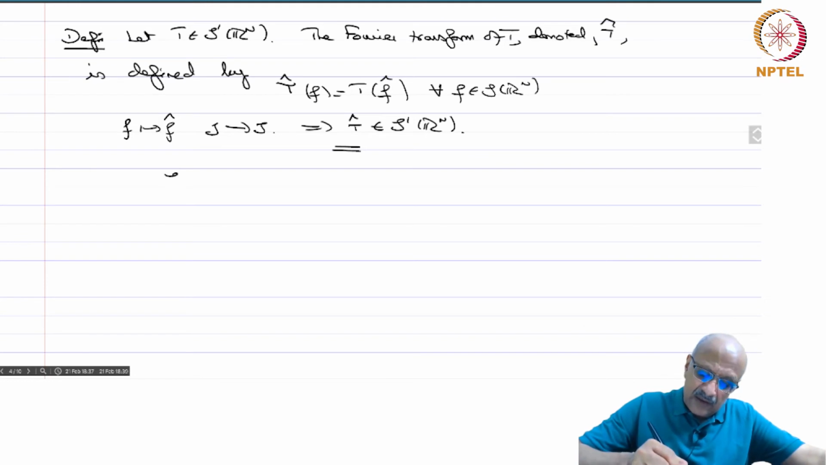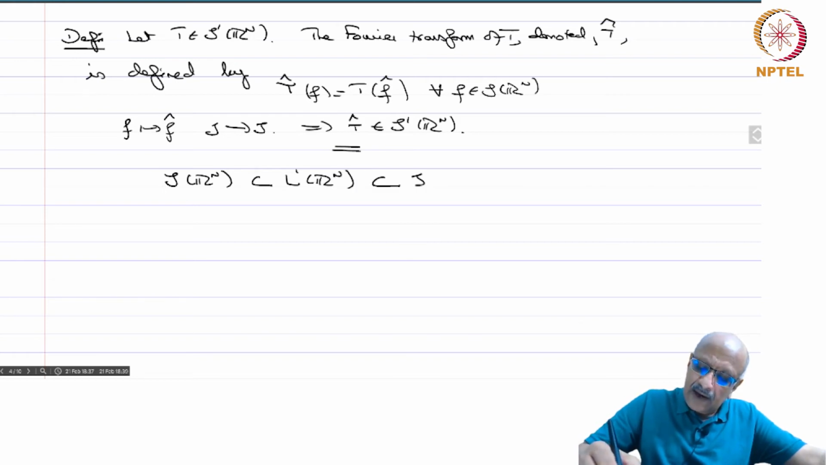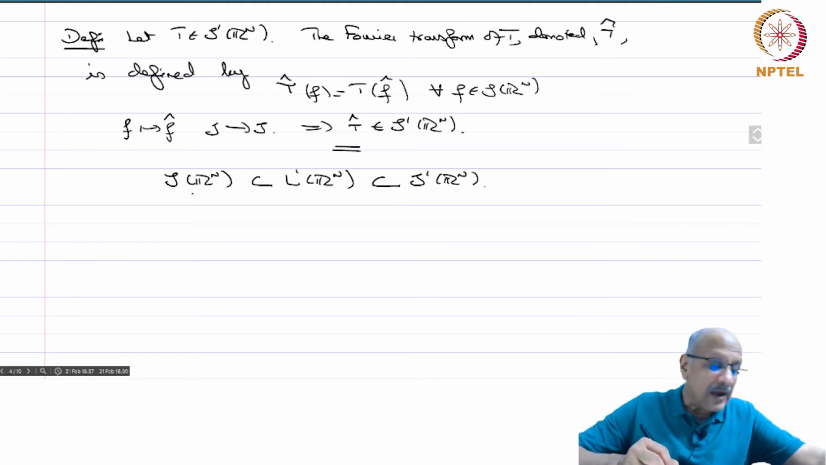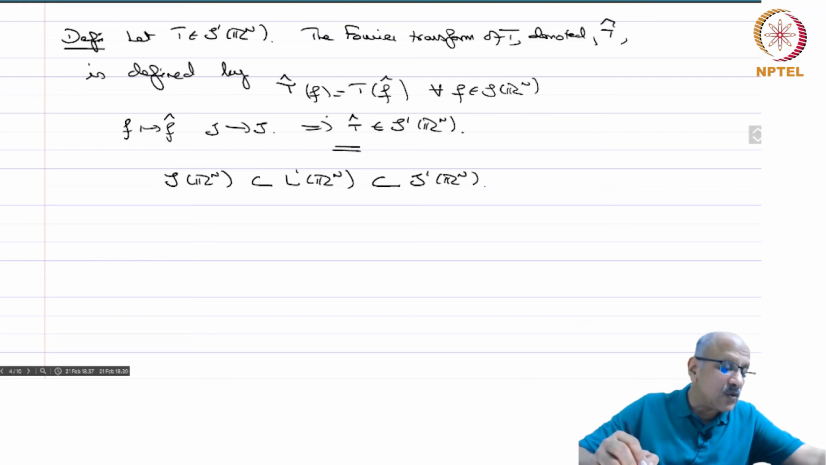So now you have that S(R^n) is contained in L1(R^n) and that is contained in S'(R^n). So we seem to have two definitions of the Fourier transform. One is the usual definition, because S(R^n) is a subset of L1, and therefore S(R^n) gets a definition of Fourier transform from L1. But S(R^n) is also contained in S'(R^n), and therefore S' gives you, by the above definition, another. So we want to know that these two are not different.